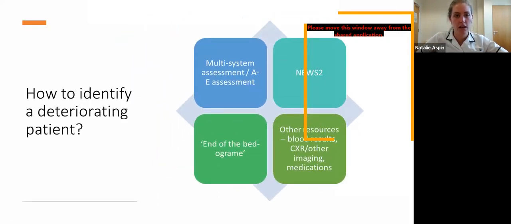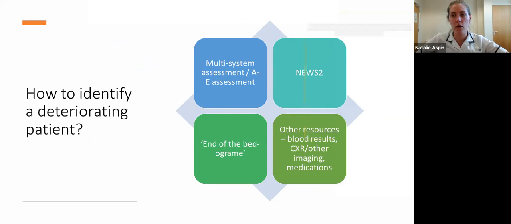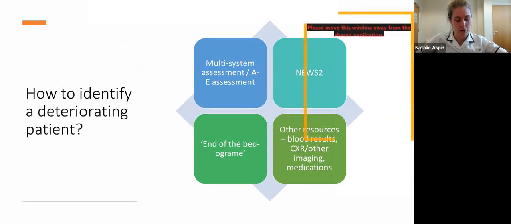So first of all, how do we identify deteriorating patients? What tools do we use? Probably the first one is the NEWS, NEWS 2, which we use at the moment. Then multisystem assessment, which people will be familiar with, certainly if they've worked in respiratory areas or from when they were a student, and we're going to do a refresher. And what we call the end of the bedogram: standing at the end of the bed and getting a feel for what your patient looks like. That can tell you quite a lot. And then there's a whole host of other resources, such as blood results, chest x-rays, medications, things like that.